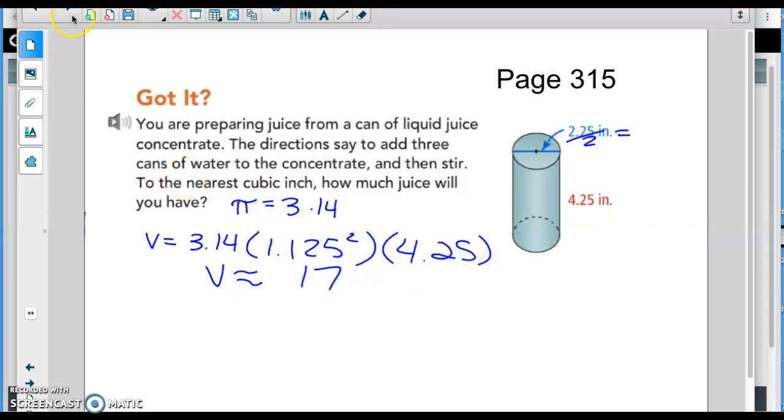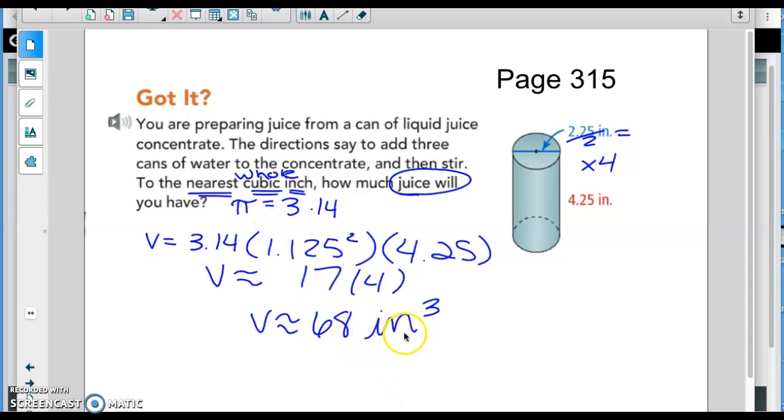Well, then we go back and we're like, what is it having us do? It says to the nearest whole number, to the nearest cubic inch. Now, if you typed 17 into digits right now, you would get the answer wrong, because they want to know how much juice we will make. This is just the can of concentrate, but the directions say to add 3 cans of water. So what you have to do next is actually multiply this by 4. So we're actually 4 of these cylinders worth, so 17 times 4, and we get approximately 68 inches cubed of juice.